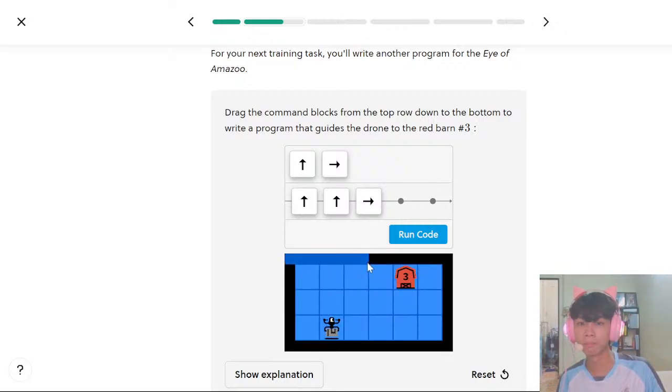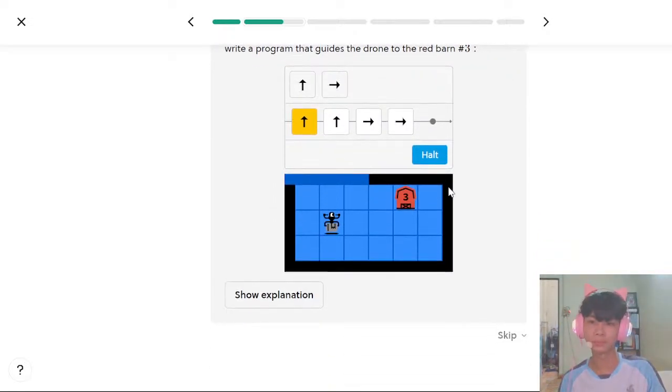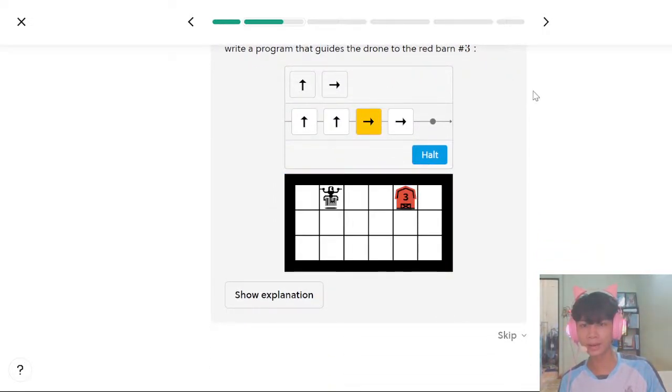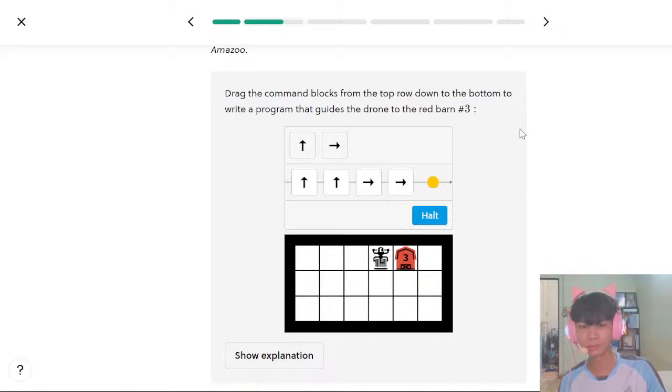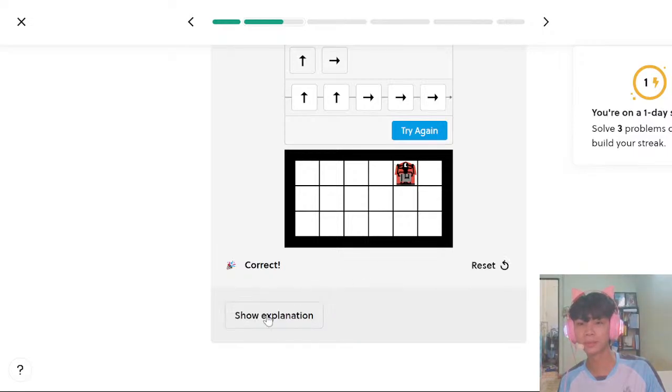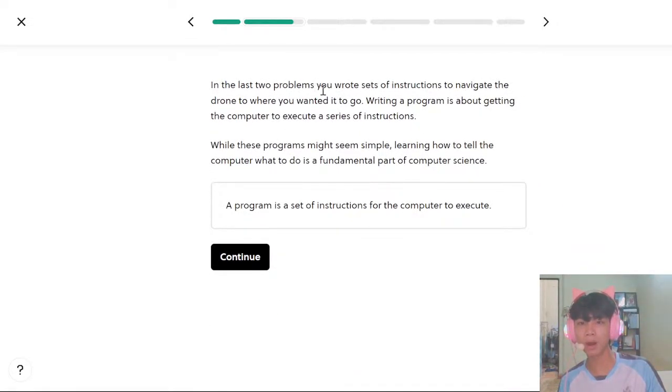We are here. Go to the right, and it's kind of really easy though. Oh, we need one more. Congratulations, it's super easy. In the last 2 programs, you wrote sets of instructions to navigate the drone to where you wanted it to go.